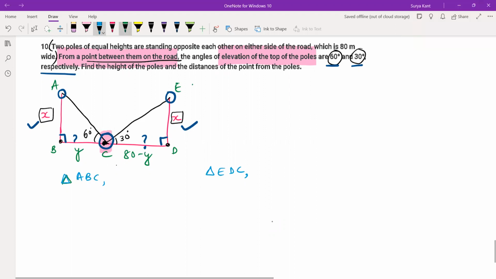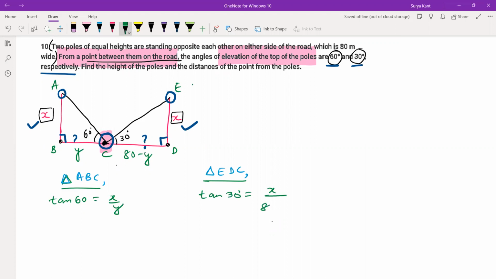You can do anything, no problem. I am doing it parallelly together. So in triangle ABC, I'll write tan 60 degrees equals x by y, and here I'll write tan 30 degrees equals x by 80 minus y. So tan 60 is √3 equals x by y, and 1 by √3 equals x by 80 minus y.